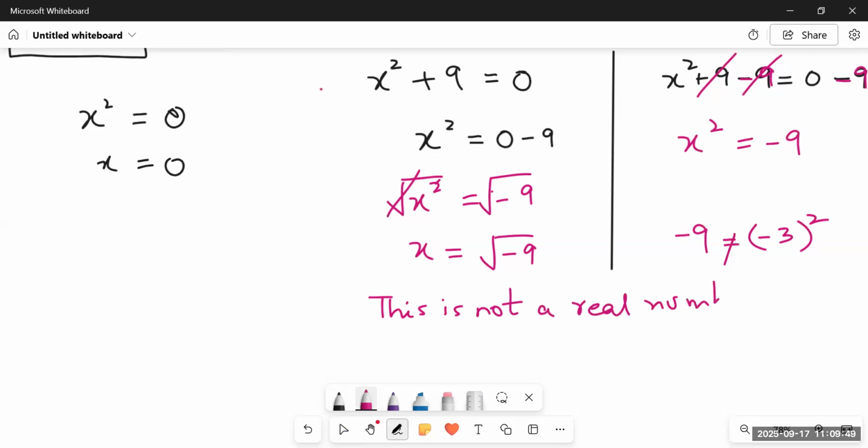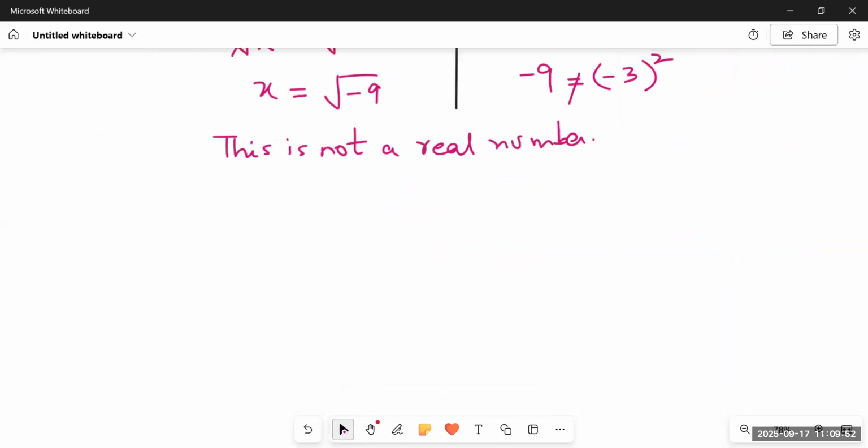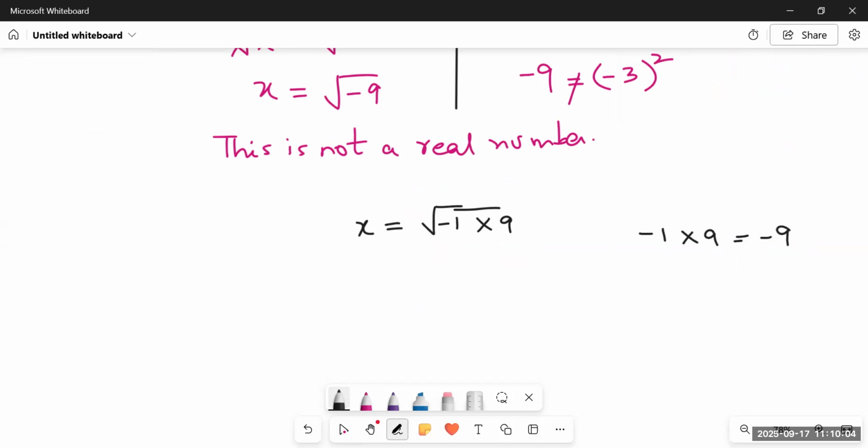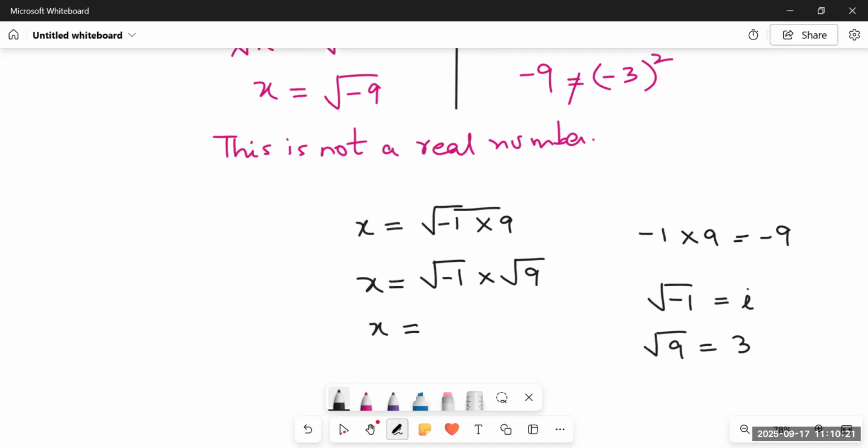Okay. You can solve it like this. You can split it into two parts. So you can write it as x is equals to under root minus 1 multiplied by 9, because minus 1 multiplied by 9 is equals to minus 9. So we will split it like this. Then we know that under root minus 1 is equals to iota, right? So we can say that it is equivalent to under root minus 1 multiplied by under root 9. We know that under root 9 is equals to 3. So in place of under root minus 1, we will write iota. In place of under root 9, we will write 3. So it becomes x is equals to 3 iota.